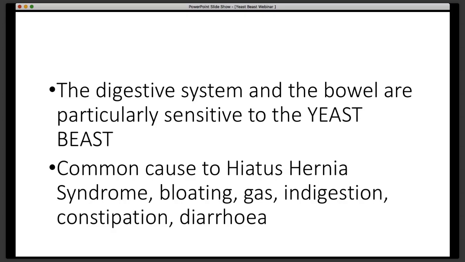So we find this hiatus hernia syndrome very, very common in the clinic, and we have a simple technique that actually helps to move the stomach back into its natural position. So as with a lot of problems, you can get a number of components. So the yeast beast can be one on its own, but it can also be associated with a lot of other things also.